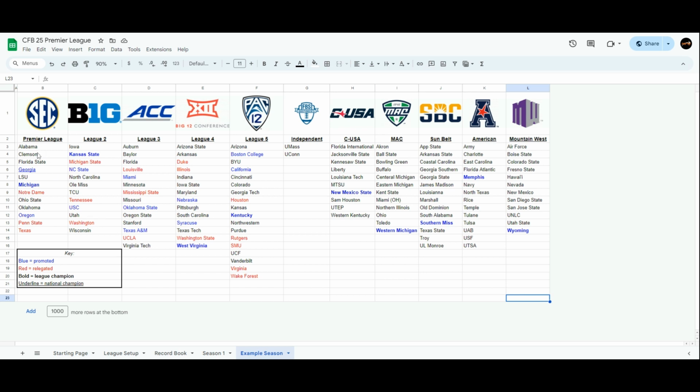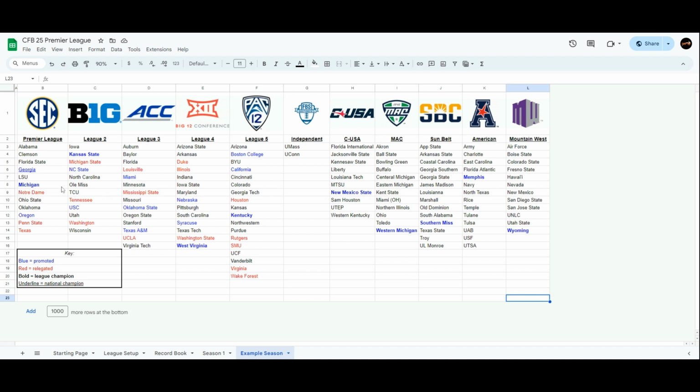If we focus on the Premier League, we can see here in bold that Michigan was the team that won the SEC championship, therefore, they won the Premier League. They were the highest ranked team at the end of the season, and they would be considered your ultimate champions of the Premier League. Kansas State with the League 2. In League 3, I should have one highlighted, but it looks like I don't, so I'll have to go double check that. West Virginia and Kentucky. So we can see the league winners there.